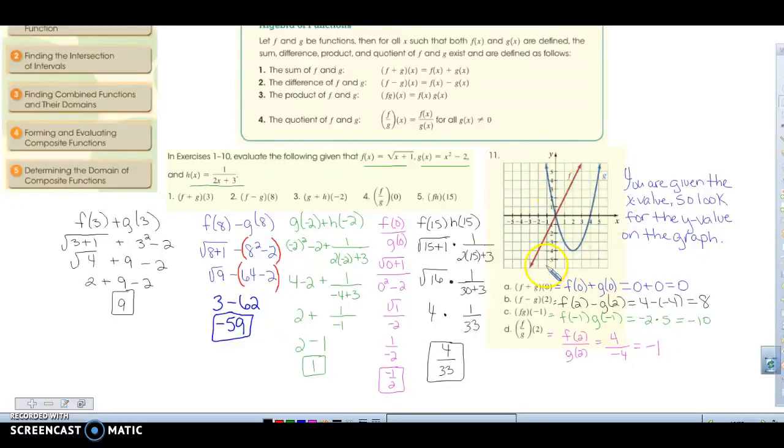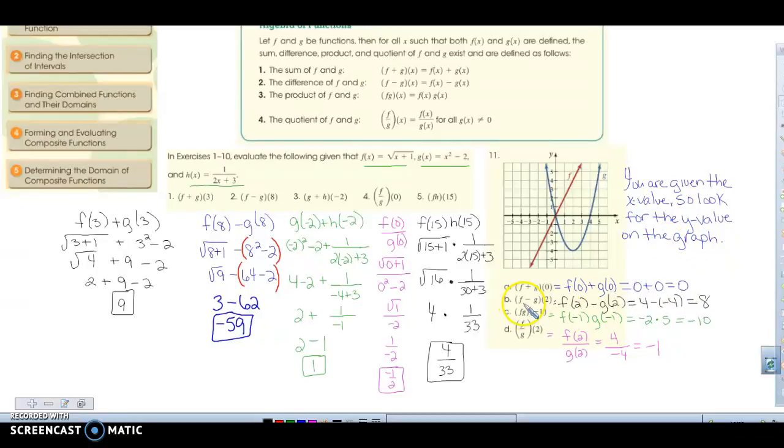Now take a look at problem number 11. The same question is being asked of us, but this time instead of giving the functions in the form of an equation, they give them to us in the form of a graph. Notice the f function here in red is labeled. The g function here in blue is labeled. Remember, when you say f plus g of 0, they are giving you the x value and you are looking for the y value on the graph that corresponds to it.